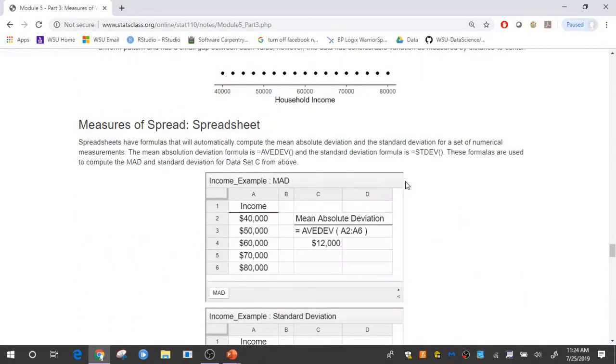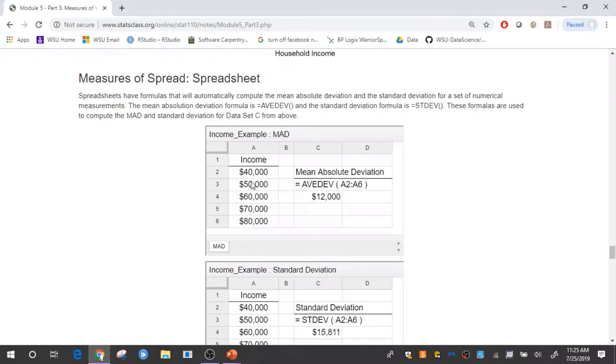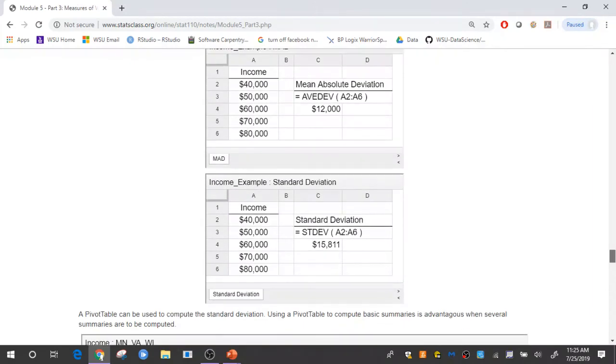Okay, so how do I calculate these things in a spreadsheet? Well, there's two formulas that can be used. The first is just for the mean absolute deviation. Simply type AVEDEV and then just highlight the cells that you want to compute the mean absolute deviation of. You could also give this a named range and then use that in place of the cell designations there. For the standard deviation, I just use the function STDEV.